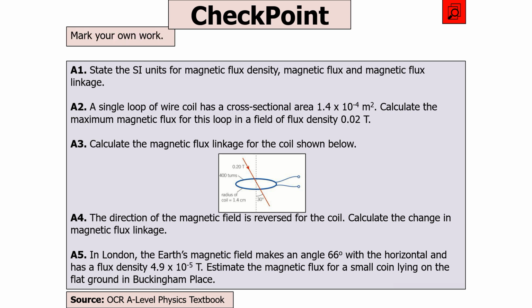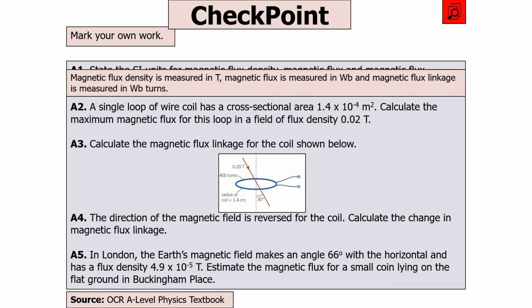Right, in our first one, magnetic flux density is measured in teslas, magnetic flux is measured in Webers, and flux linkage is measured in Weber turns. Note the difference between the three. In terms of magnetic flux, it equals BA cos theta. So we've got B, we've got A, and we've got our angle of cos to be 0.